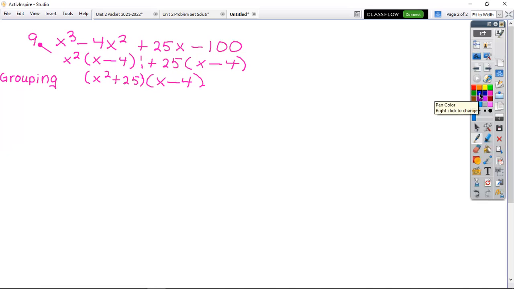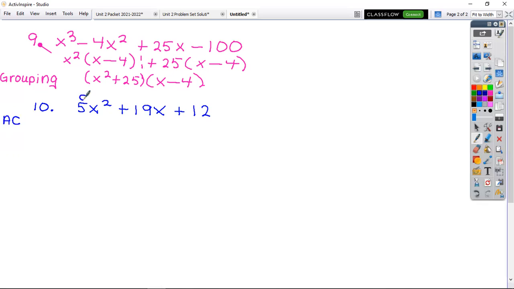So number 10. Again, I'm giving you like 1 or 2 of each. So I want to know what method of factoring is this one. Yep, excellent. This one's AC.